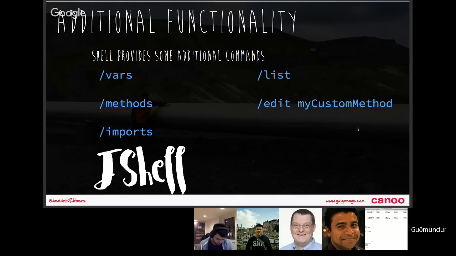And then we have, for example, the /list command, where I can see the last commands that I have typed in JShell. If I created a method like my hello world method, and I want to change something in this method, I can do the /edit command with the method name, and this will open a small editor in which I can change the internals of my method.